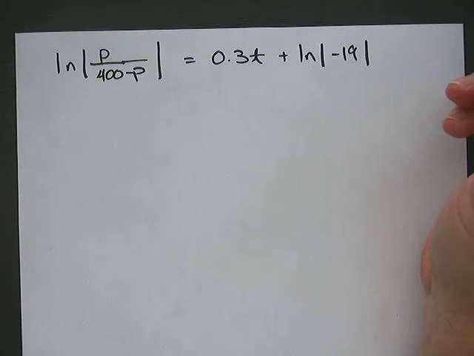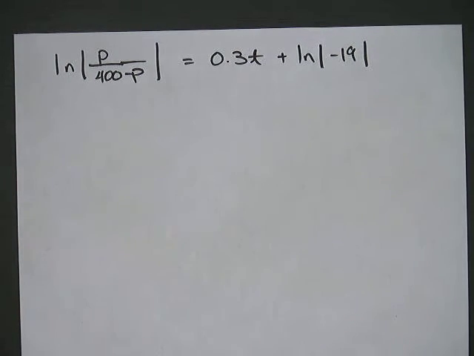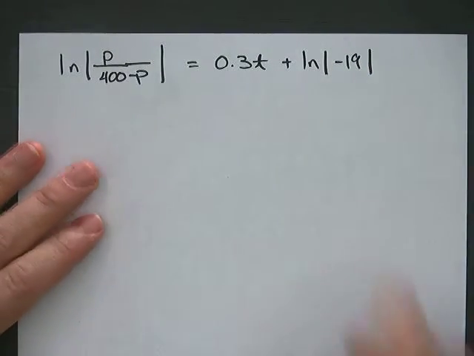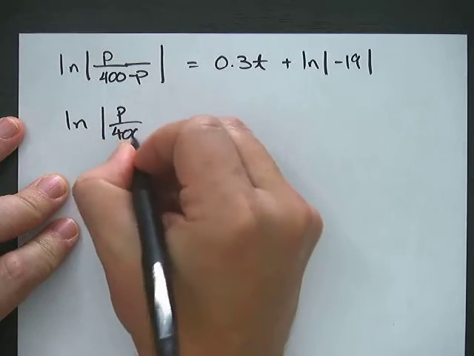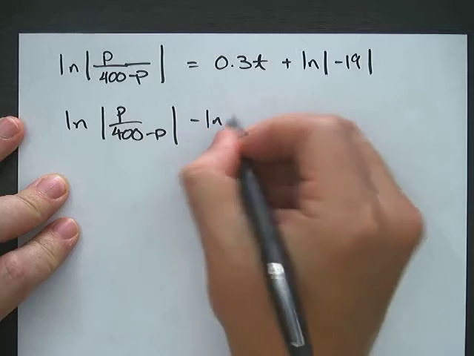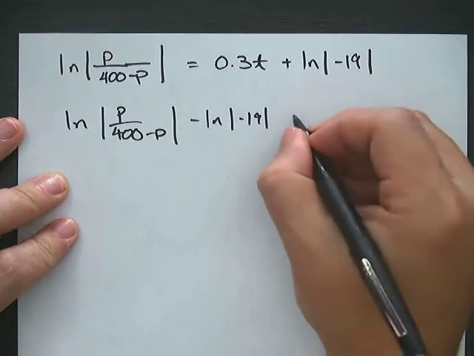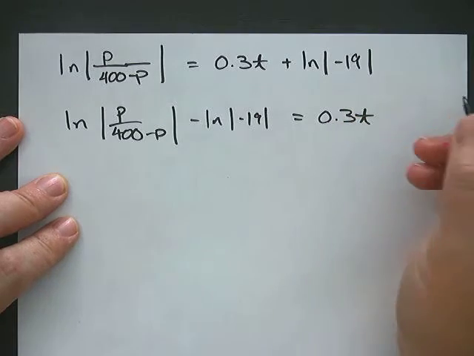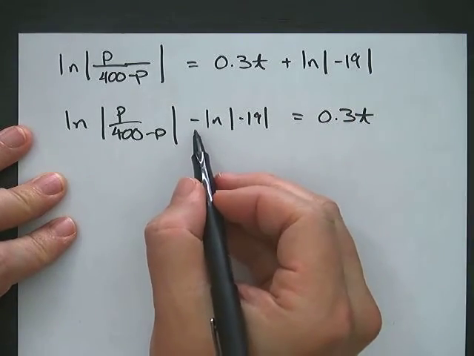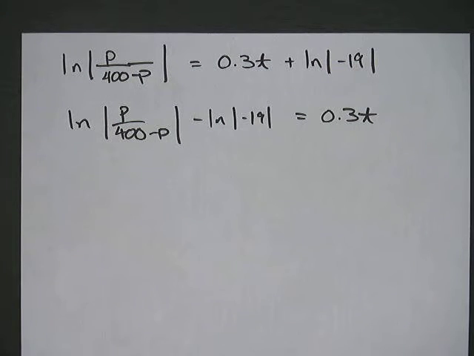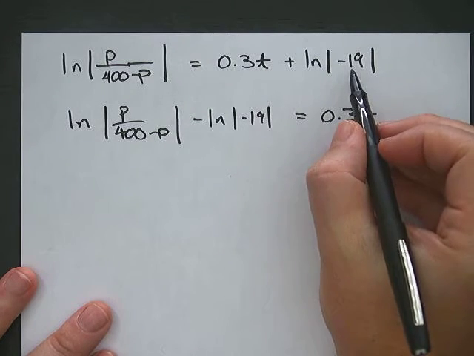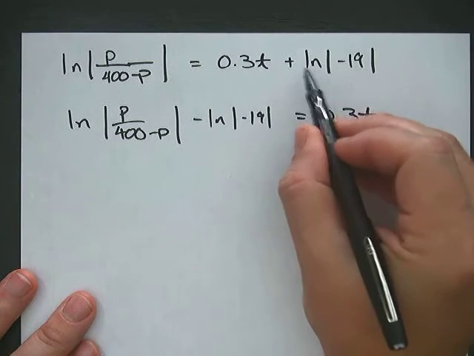Okay, so what we need to do with this problem is solve it for p. How are we going to go about doing that? Well, the first thing I'm going to do is move this ln over to the other side and combine it with this one. So I'll get ln of p over 400 minus p minus ln of negative 19 equals 0.3t. We can combine these two through subtraction. It looks like I've made an error. Yeah, the negative here should be on the outside.